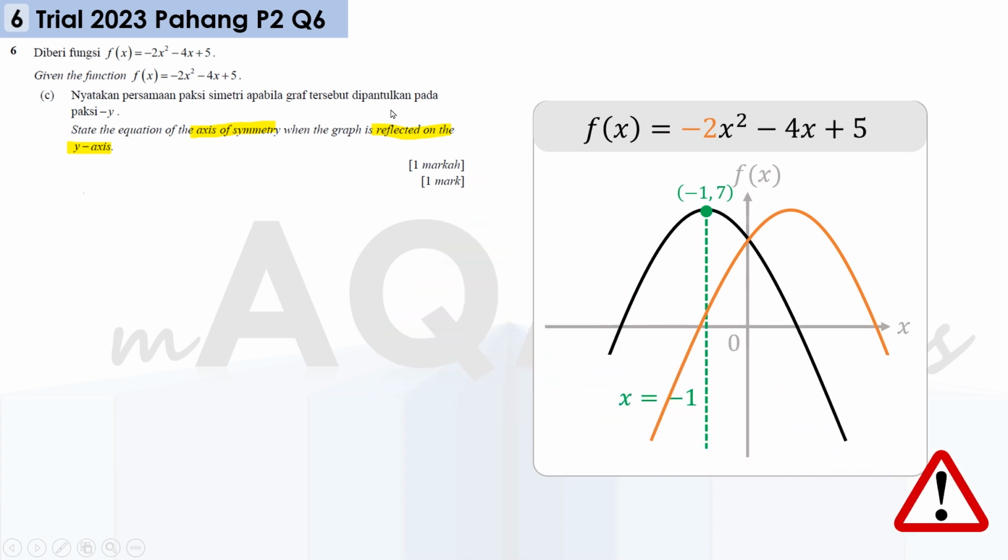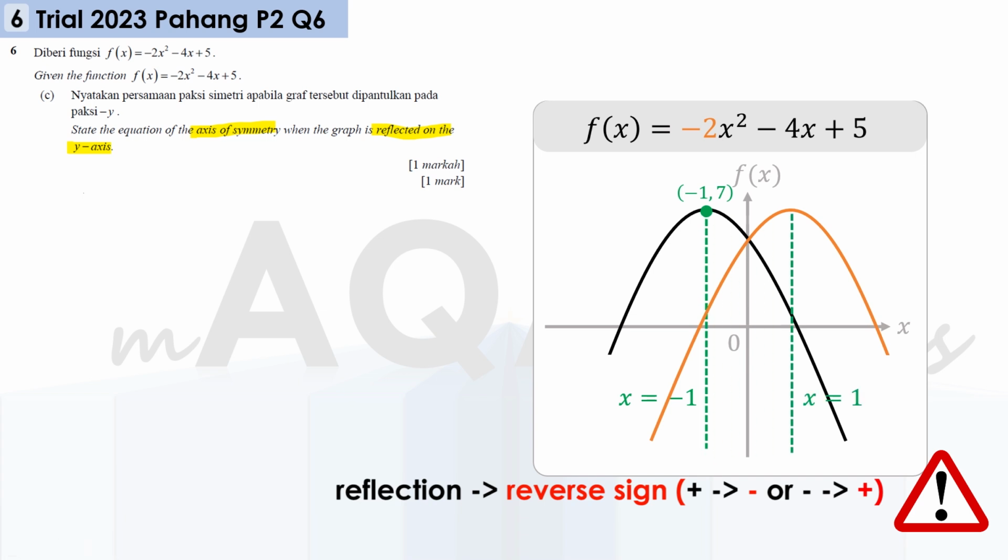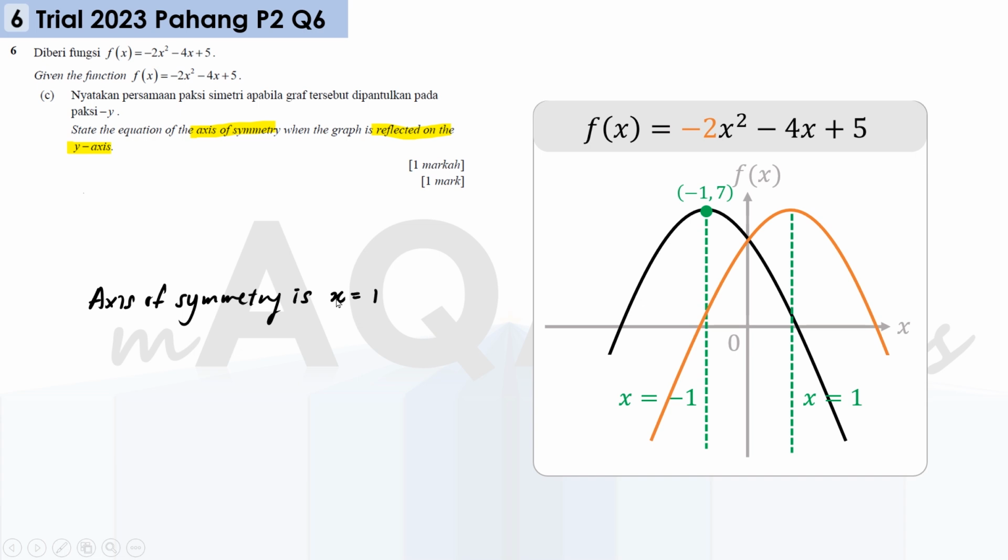So when it comes to questions which involve reflection, right, usually the way of answering is, if the original value is positive, we change it to negative. If it's negative, we change it to positive. So for our case, the axis of symmetry's value is negative. So we just change it to the positive value. So our new axis of symmetry would be x equals to 1. Make sure you write x equals to 1, not just 1 only, because axis of symmetry is a line. So the line equation must have an x equals in front.